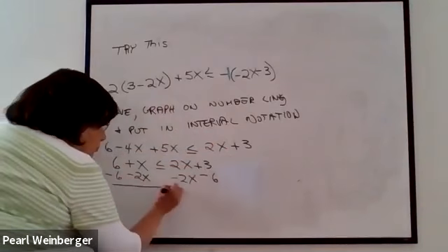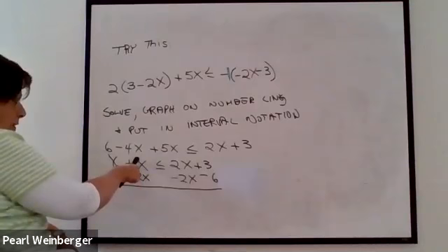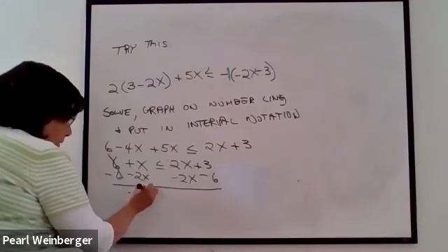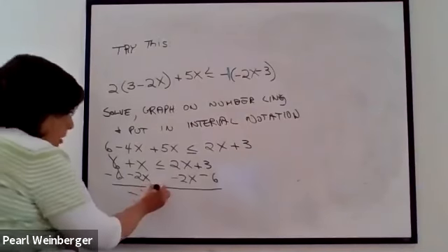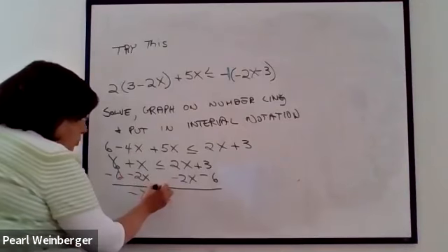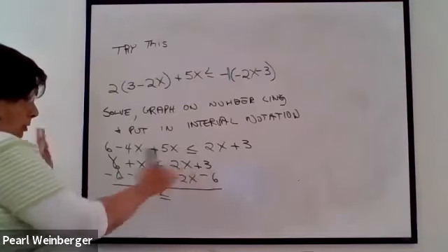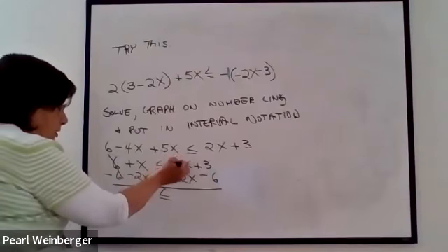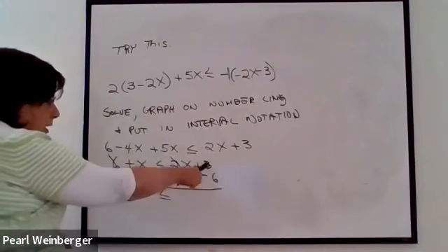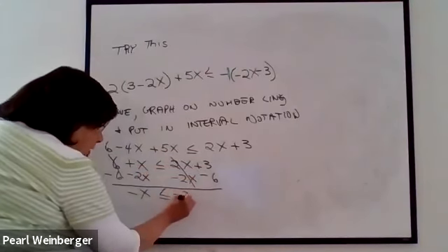In any case, what we're left with here is on the left side, the positive x and the negative 2x, which gives me a negative 1x or a negative x. Notice I always leave the direction of the inequality the same when I'm moving things from one side to the other. Here, the x and 2x cancel out. And now I have 3 and negative 6, which is negative 3.